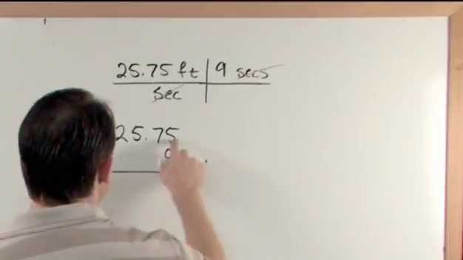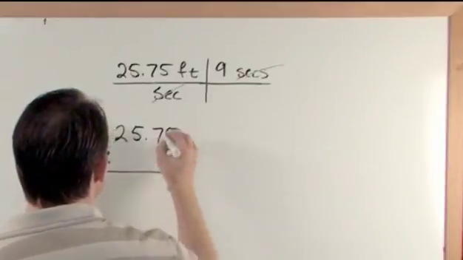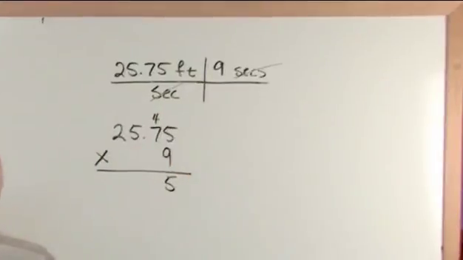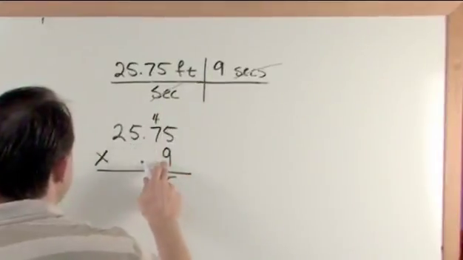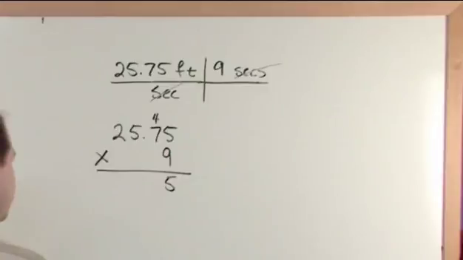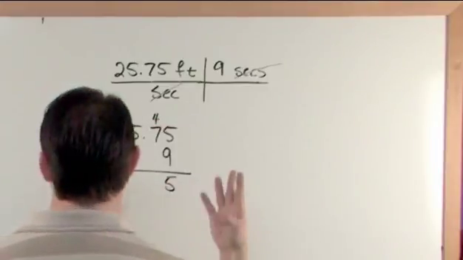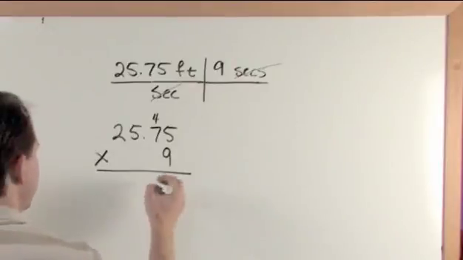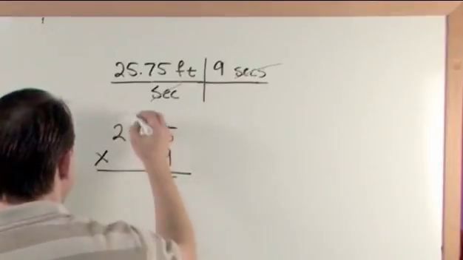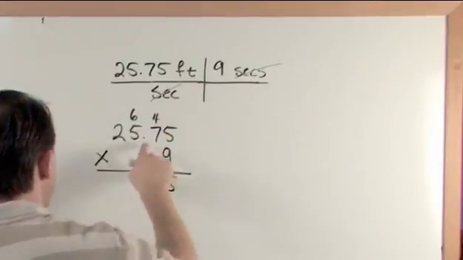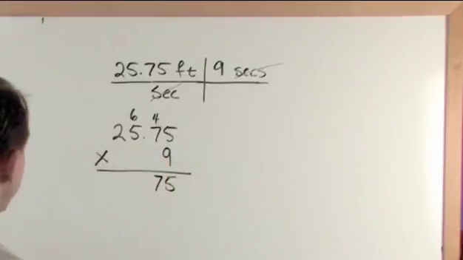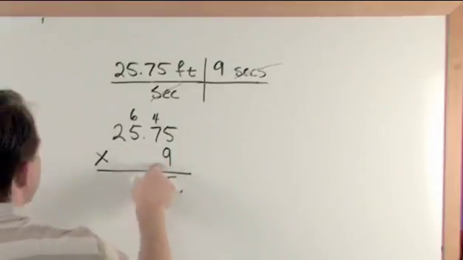So let's start multiplying. 9 times 5 is 45. Put the 5, carry the 4. Okay, next column here. 9 times 7 is 63, plus 4, that's 67. So I'm going to have 67 here. I'll put the 7 down here, carry the 6. Again, I'm ignoring the decimal point for now. Don't touch it. Okay? Moving on to the next column.